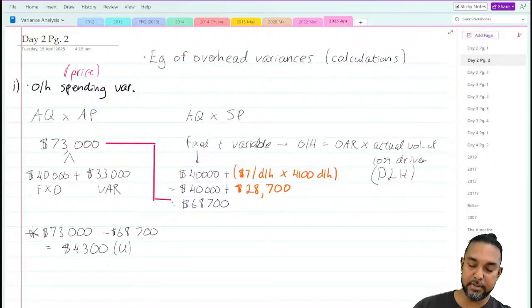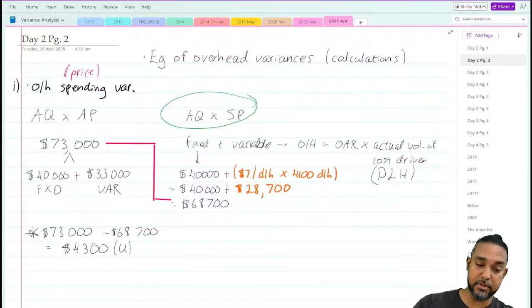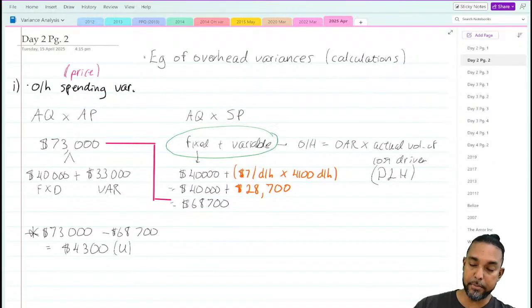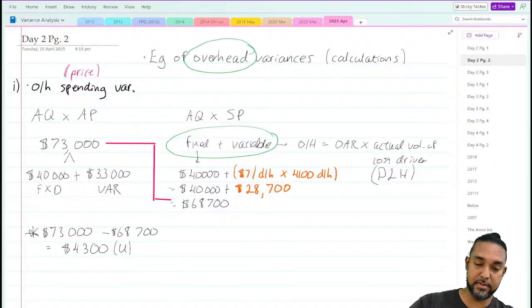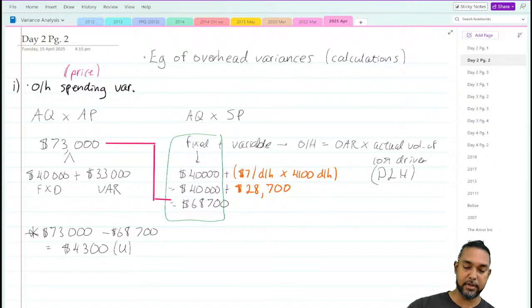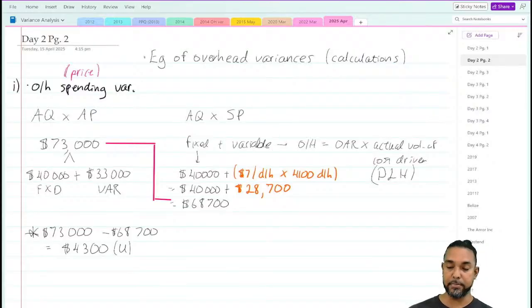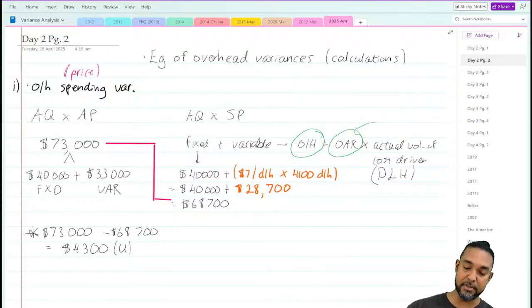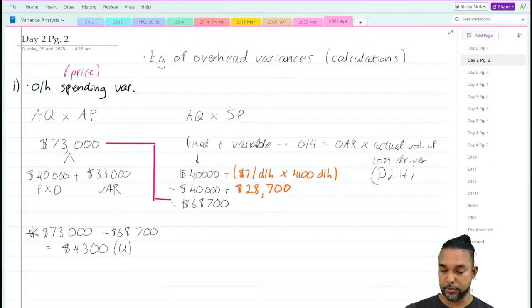Now again, we're splitting this item here, which is a dollar figure, into fixed and variable because we're dealing with overheads, all right? So the fixed overheads, it was given to us. Any question, we use it as it is. Variable, that's where the OAR comes into play. So as we know, for overheads, we take the OAR, the rate, and multiply by the actual volume of the cost driver, right?